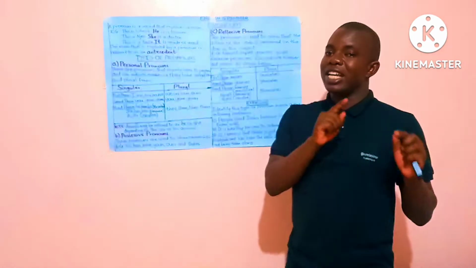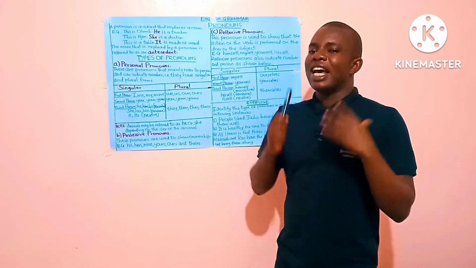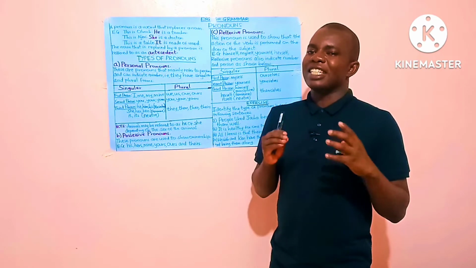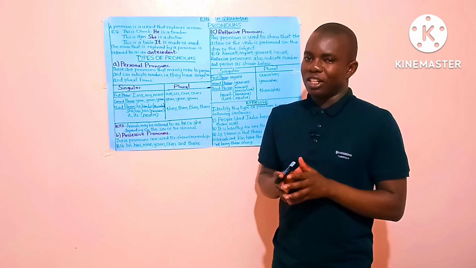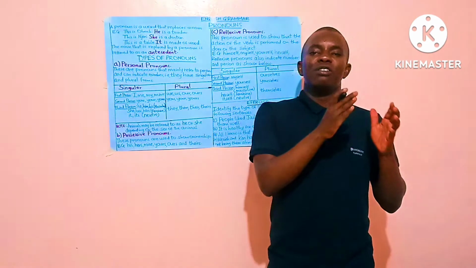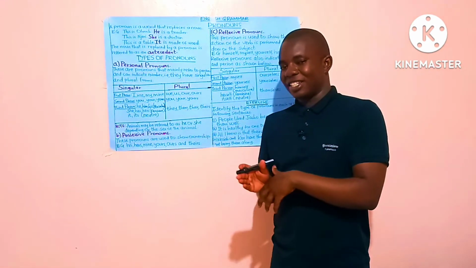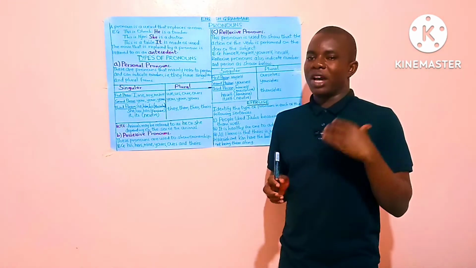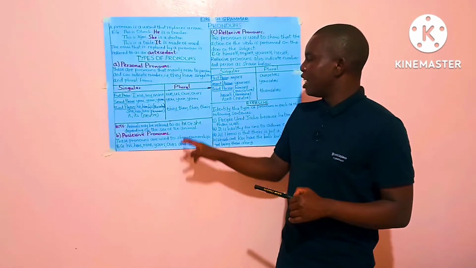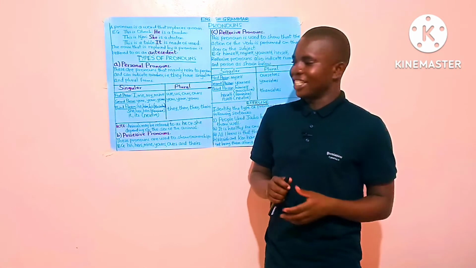Then lastly, we have it and its, which are referred to as neuter pronouns. They are neuter in the sense that they are neutral. They are used for neither females nor males. They're neutral, so we refer to them as neuter pronouns. In plural, we have they, them, their, and theirs.